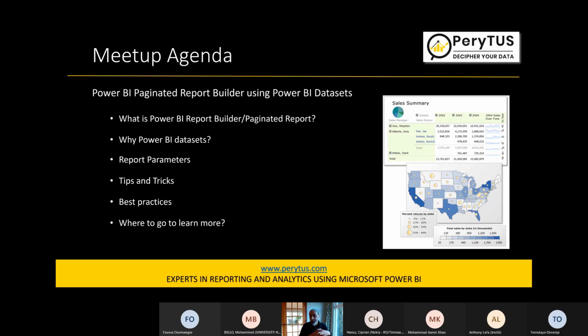So I guess this session will help you understand the best practices and what you should take care of. Quickly on the agenda, what we're going to talk about is what is Power BI Report Builder, also called Paginated reports, most commonly used. What are Power BI datasets? Why should we use Power BI datasets? Some report parameters, which are a little bit interesting when you're working with Power BI datasets, and a few other best practices and tips and tricks, which I learned from the last X number of years working with Paginated reports.